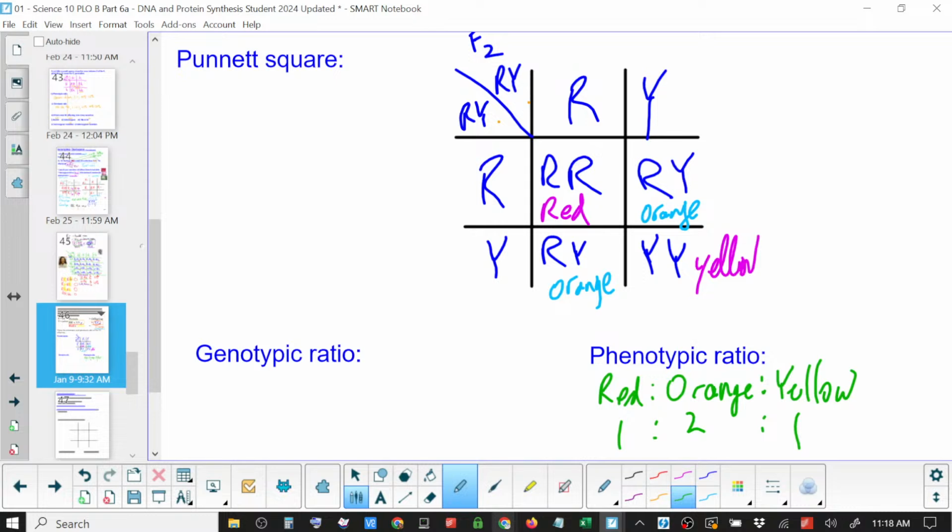Okay, Bertie, next one. No, I want to define them first. What are the genotypes? RR, RY and YY. What's the ratio? 1, 1, 2... or like, I guess with RY it'd be 1, 2, 1. What do you notice about the genotypic and phenotypic ratios in incomplete dominance?